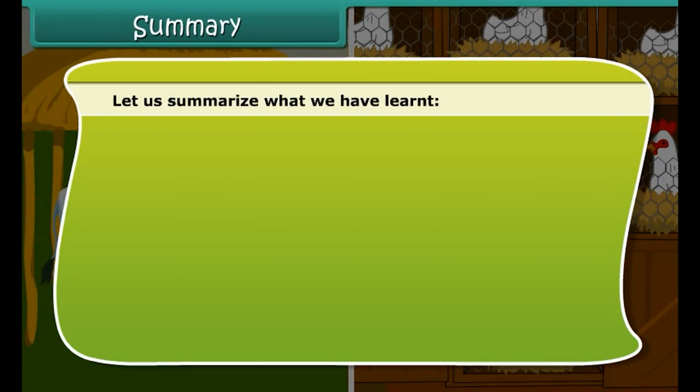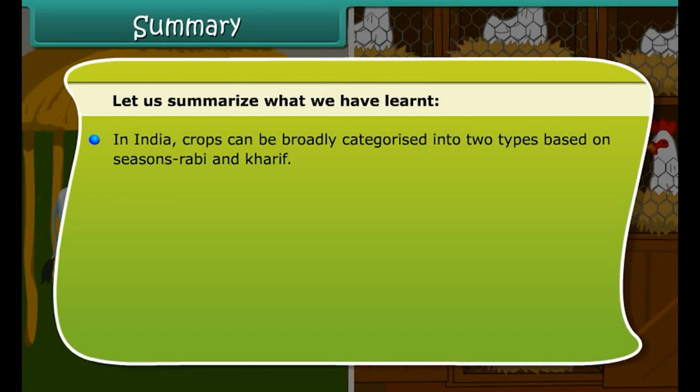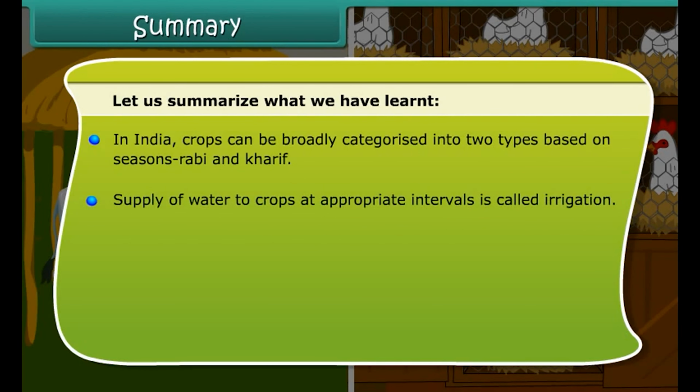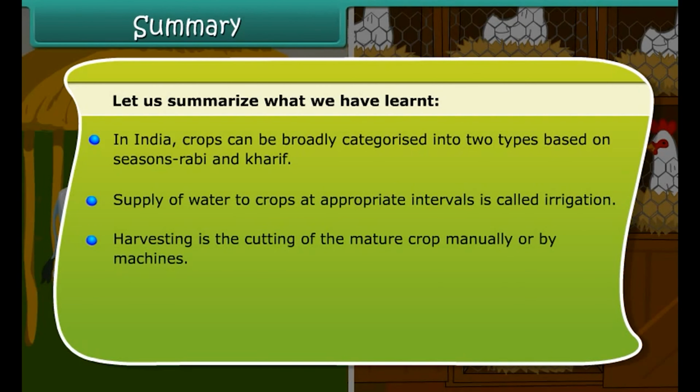Now friends, let us summarize what we have learned so far. In India, crops can be broadly categorized into two types based on the seasons they are grown in: Rabi and Kharif. Supply of water to crops at appropriate intervals is called irrigation. Harvesting is the cutting of the mature crop manually or by machines.